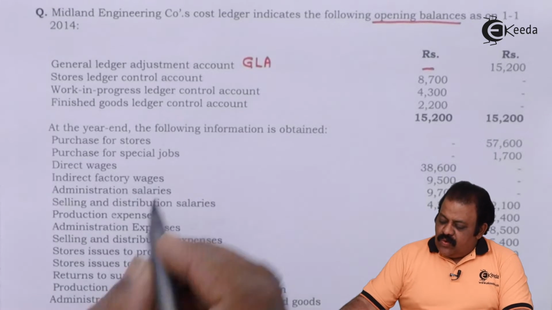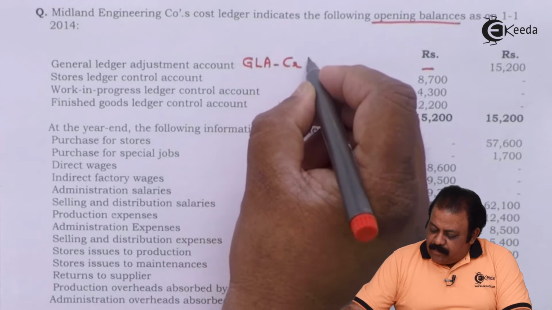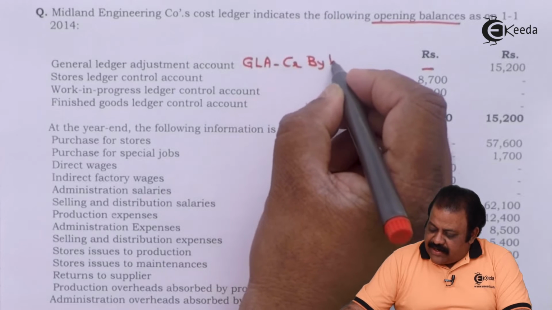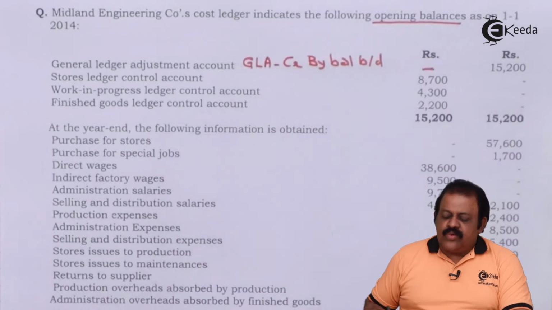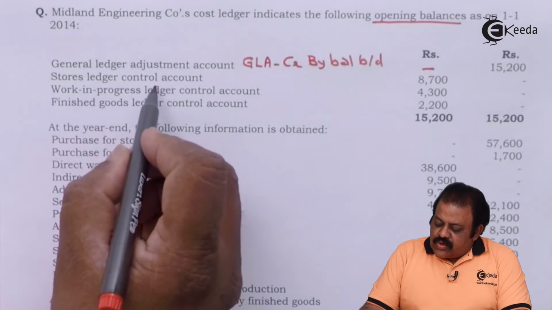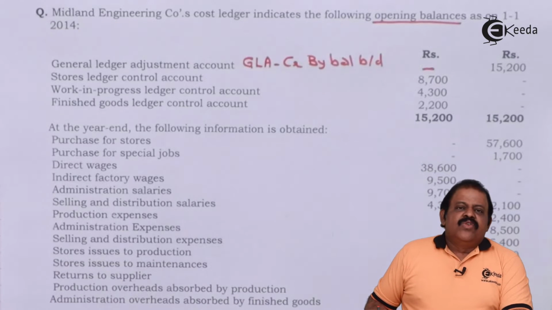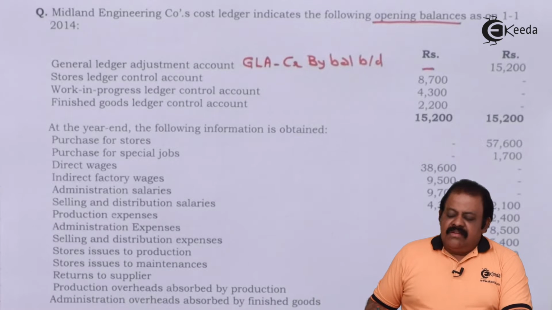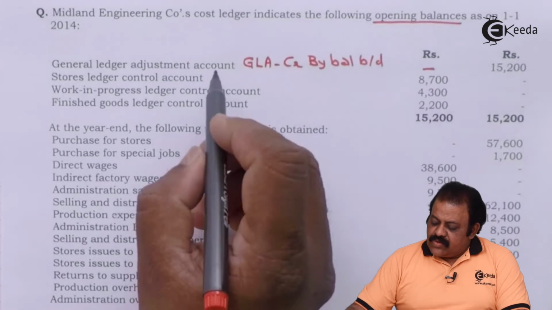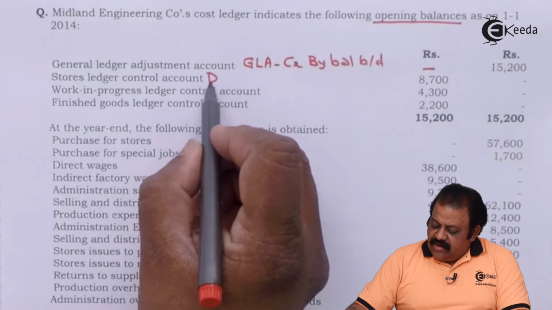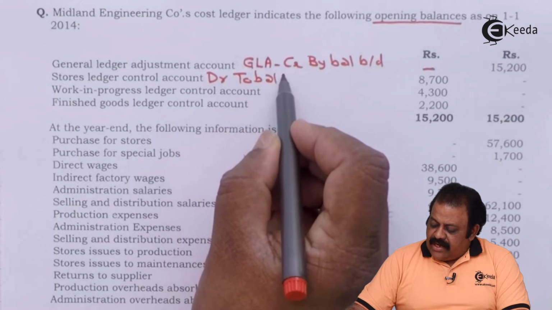15,200. So we are going to open GLA, and to its credit we are going to write by balance brought down. Amount is 15,200. Store ledger control account, 8,700. Store ledger is a stock, therefore it is having a debit balance. It's an asset. So here on the debit side we will be showing opening balance, to balance brought down.